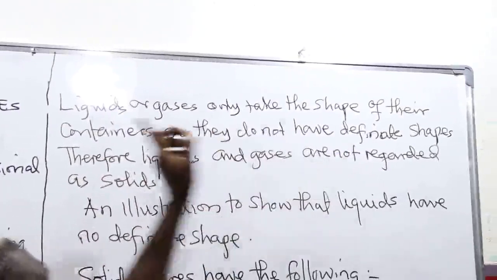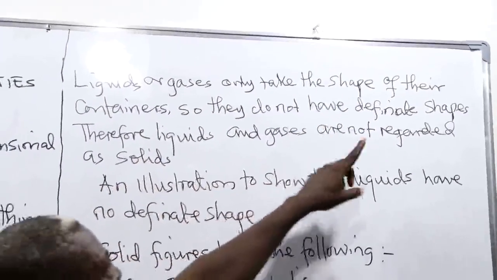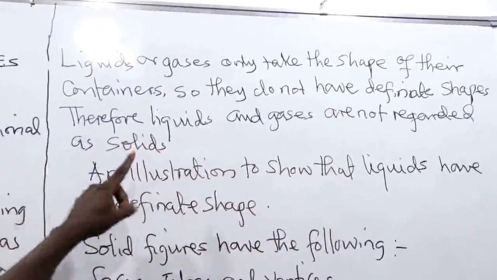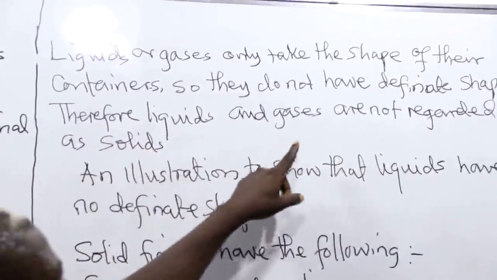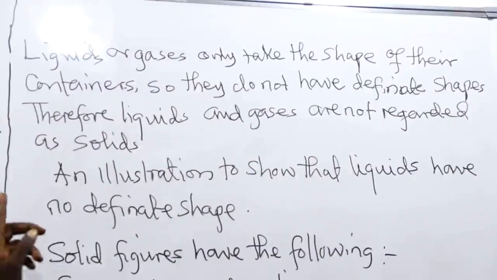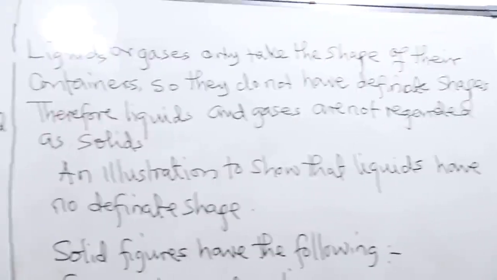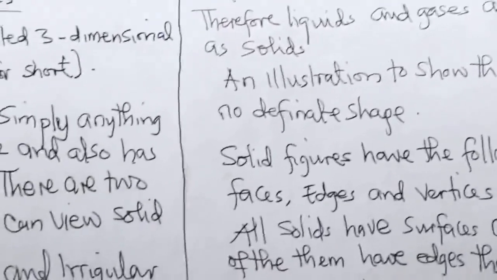Liquids or gases only take the shape of their containers, so they do not have definite shape. Therefore, liquids and gases are not regarded as solid. I will show an illustration to show this. For example, I have water here.